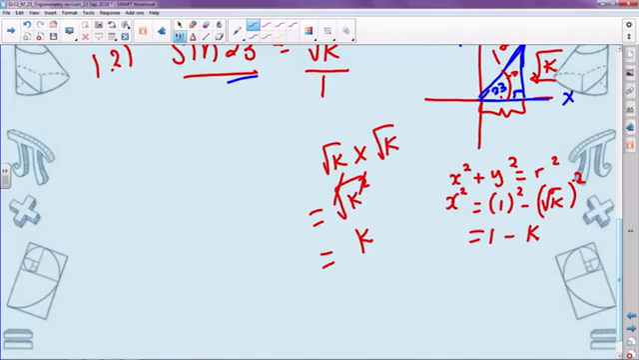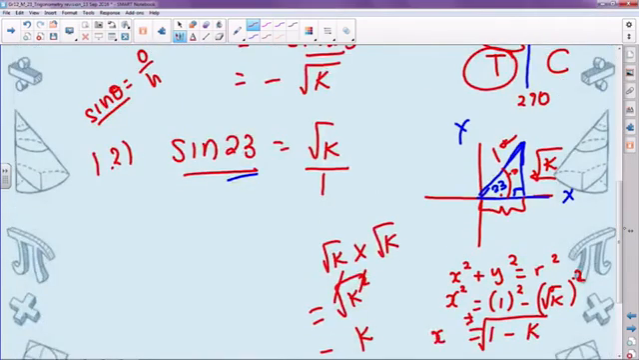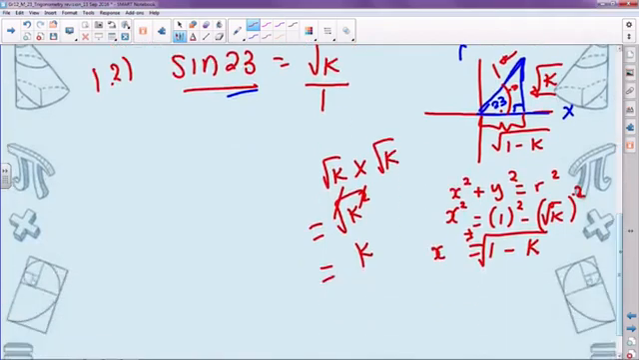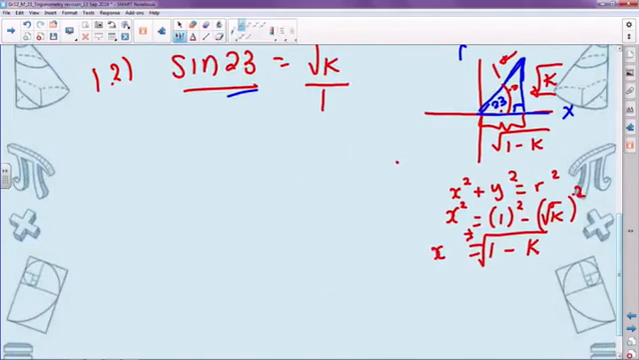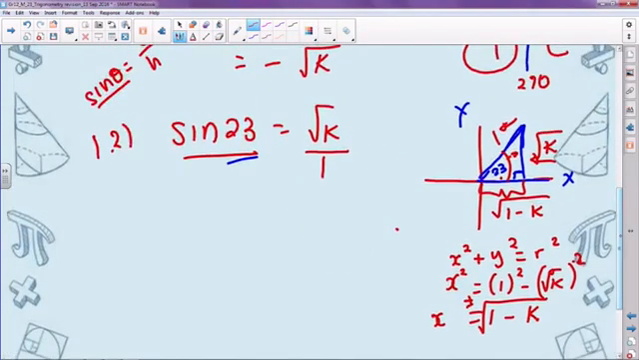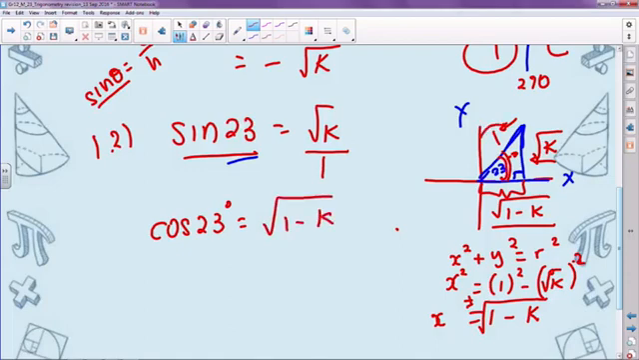Okay, so x squared is equal to 1 minus k, therefore x will be the square root of 1 minus k. Plus or minus, because we are in the first quadrant, we're only interested in the positive answer. So therefore x is the square root of 1 minus k. Okay, so hopefully you'll see the usefulness in that now. From my definition, I know that cos is adjacent over hypotenuse. Adjacent to the angle 23 degrees is the square root of 1 minus k. And your hypotenuse is 1. So we can just leave that as cos 23 is equal to the square root of 1 minus k.